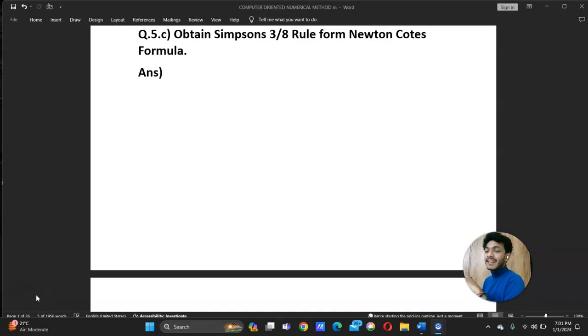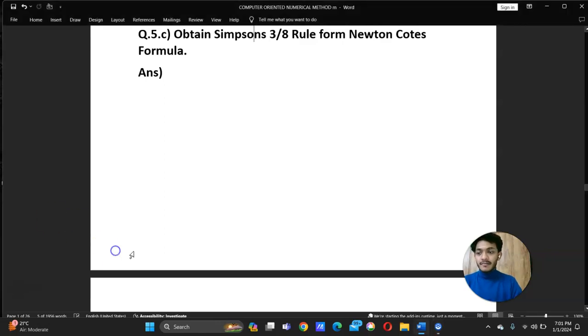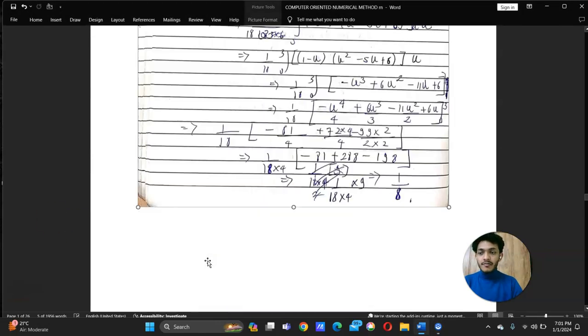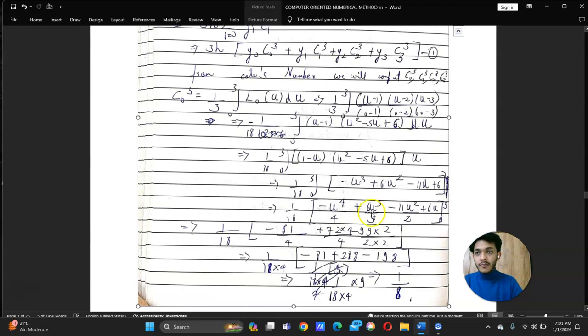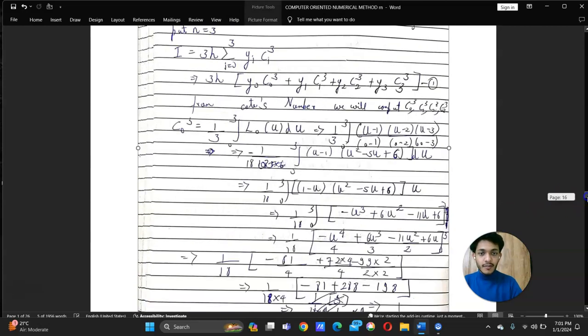So let us take the fifth question, second part, that is to obtain the Simpson's 3/8 rule by NCF, that is Newton-Cotes formula. And we are going to use the handwritten notes for this. So to derive it, simply we are going to use it.